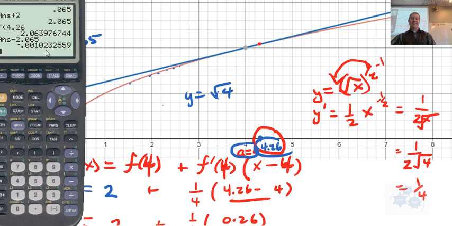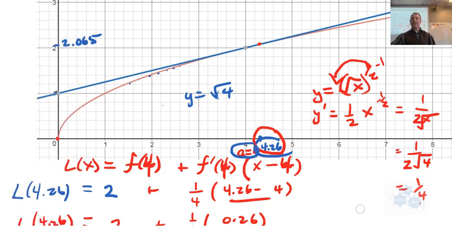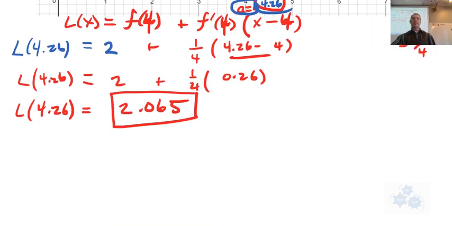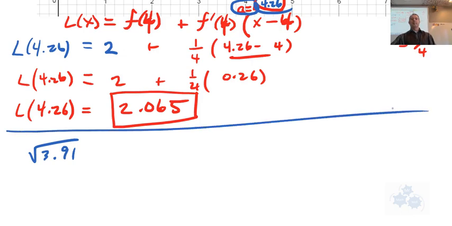Got it? Okay, so I'm going to give you guys a chance here. Why don't you guys do an example here, and I want you to find for me the square root of 3.91 using linear approximations. Do we use the same graph from before? Sure, you can use the same graph and everything. Why don't you give that one a try?